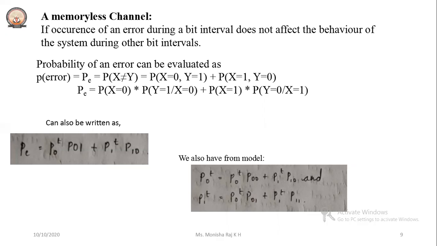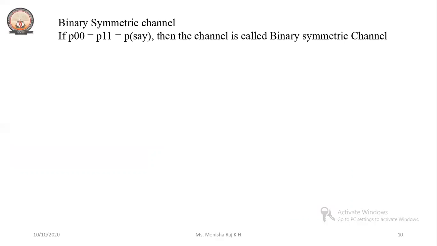Next, there is a condition for us to tell that it is a binary symmetric channel. What is the condition? For us to tell it is a binary symmetric channel, the P00 and P11 should be equal, the same probability, that is P. Then the channel is said to be a binary symmetric channel. So for this binary symmetric channel, we have some parameters that are needed to characterize it.